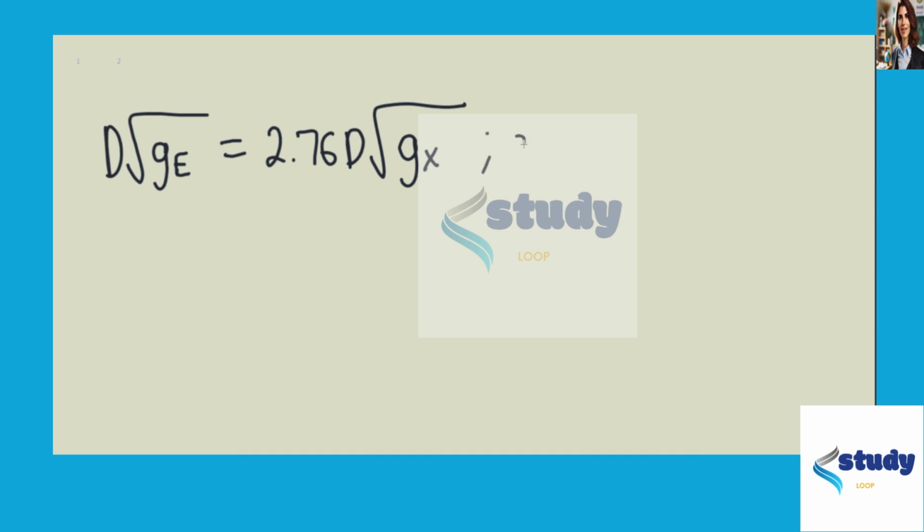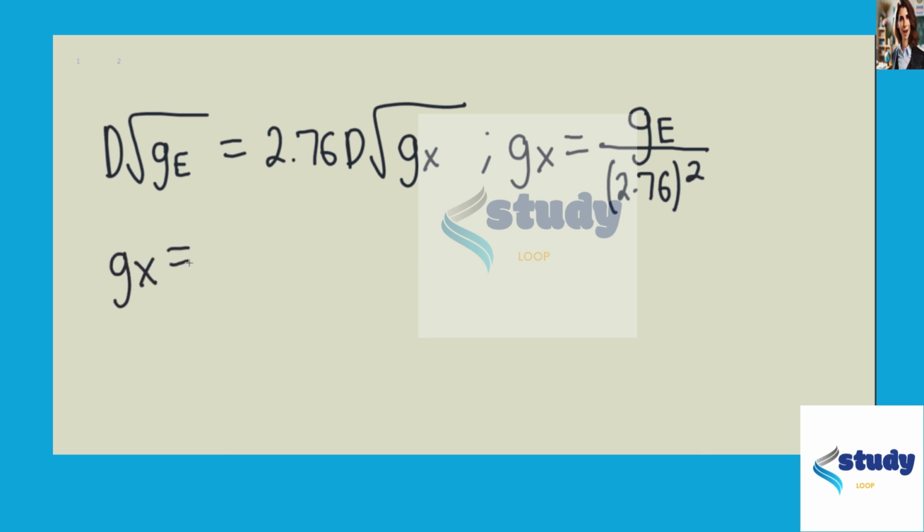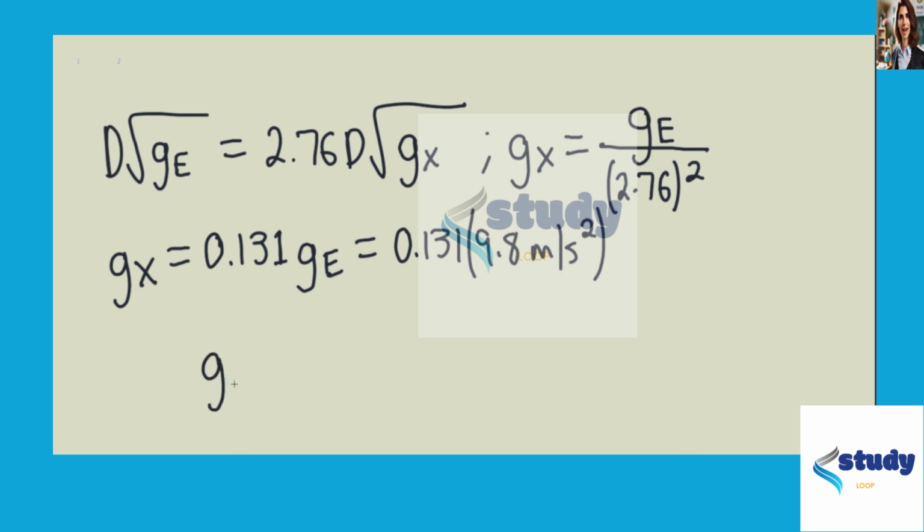And so the acceleration due to gravity on planet X would be equal to the acceleration due to gravity on Earth divided by 2.76 squared. And so the gravity on X would be equal to 0.131 times the gravity on Earth, and this would be equal to 0.131 times 9.8 meters per second squared. So the gravity on planet X is going to be equal to 1.28 meters per second squared.